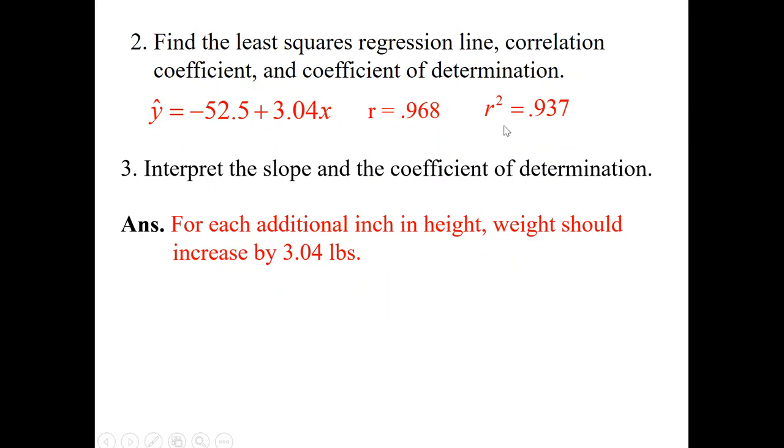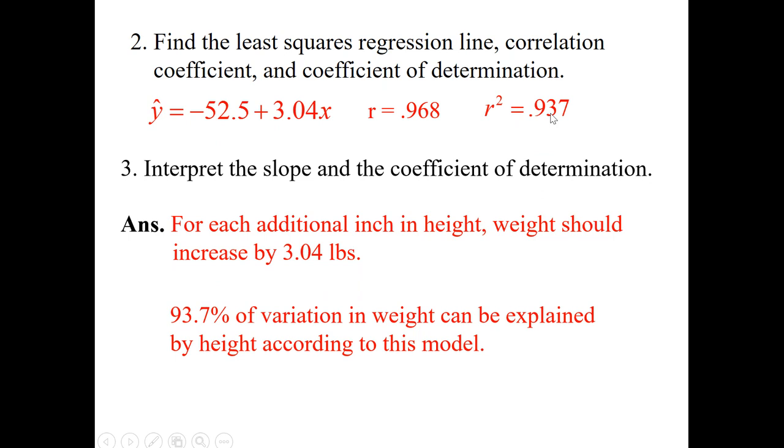And then r squared, go back to what we talked about. How do I interpret coefficient of determination? How do I say r squared? It's going to be the same way every single time. You just have to change the context of the problem. Okay, so I'm going to say 93.7, to turn this into a percentage, of variation in weight can be explained by height according to this model.